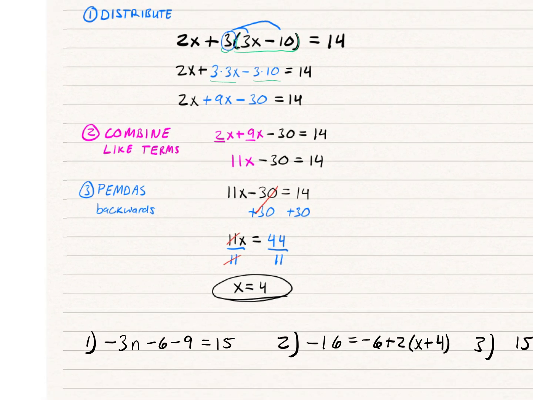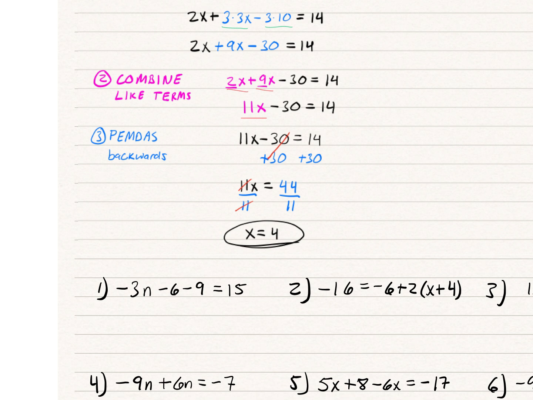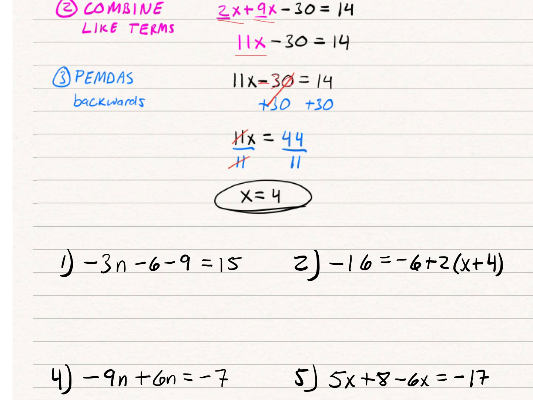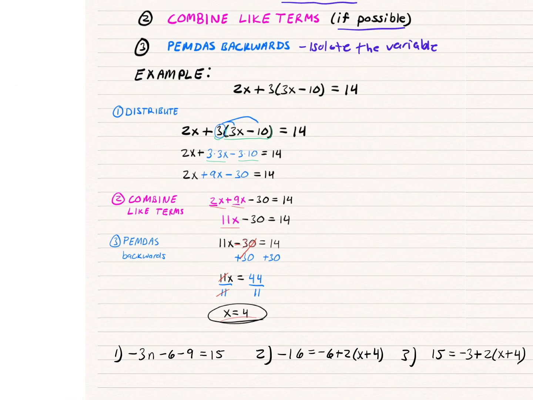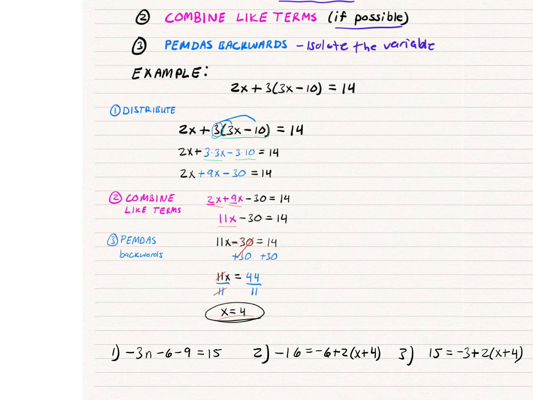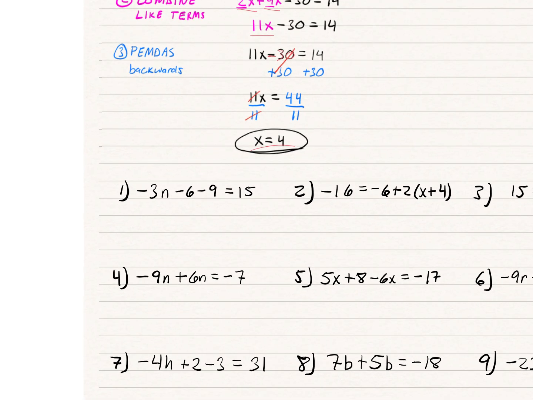And then we want to combine like terms. In this case, our like terms are going to be 2x and 9x, and that's going to give you 11x. Like terms either have the exact same variables or are just constants, with no variable with it. And then you want to do PEMDAS backwards. So you want to add 30 on both sides to get rid of this minus 30. Cancel it out, and then we get 11x equals 44. Then you want to divide by 11 on both sides, and you get your answer, x equals 4. So the hardest part here is these first two steps, knowing when to distribute and knowing when to combine like terms. So I'll do some examples with you guys.